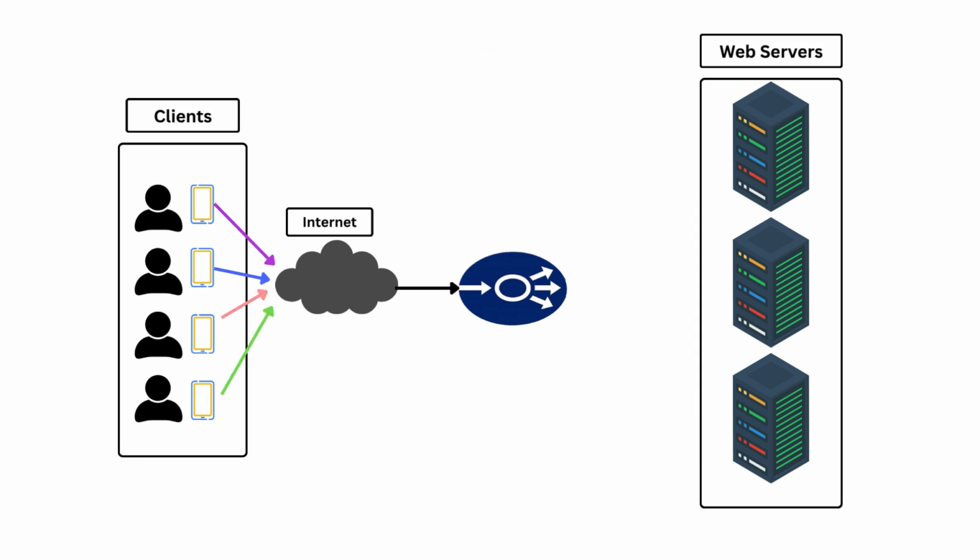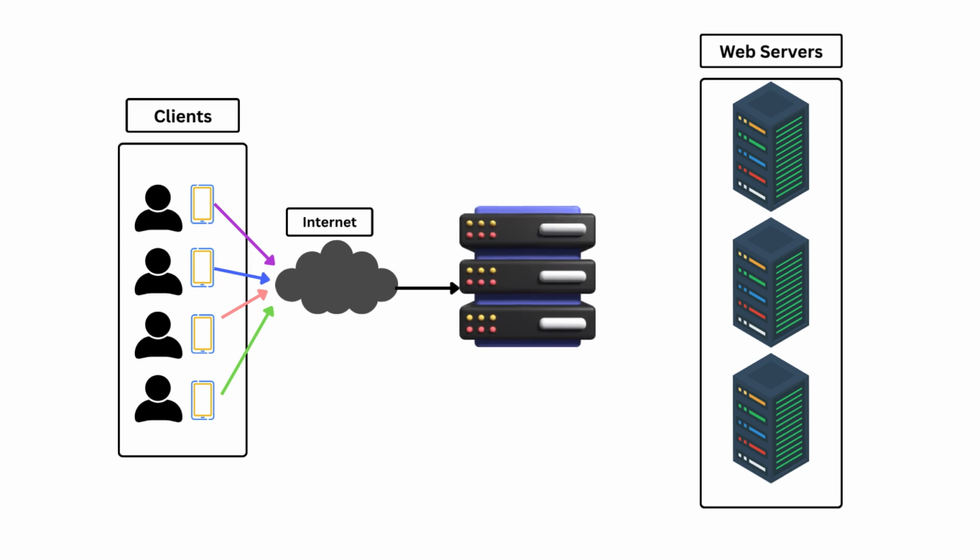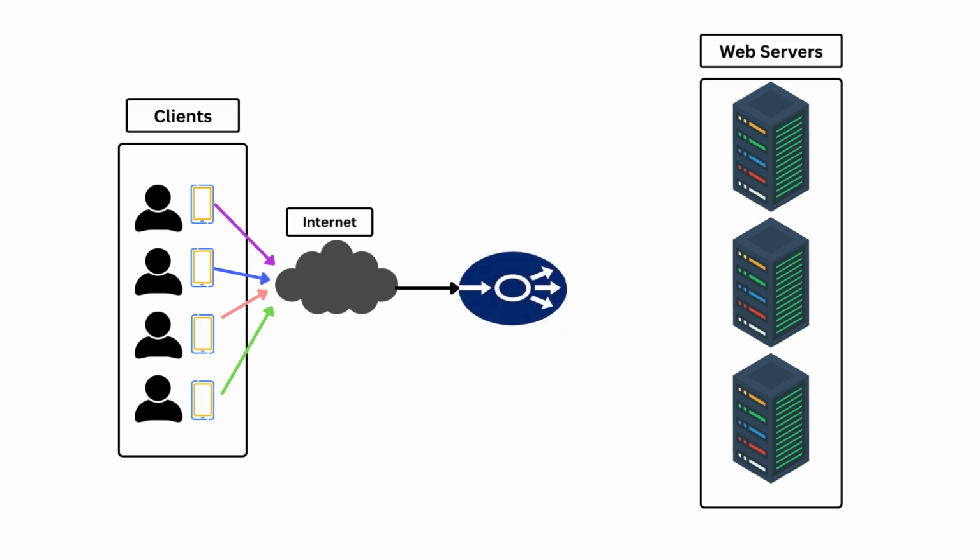Load balancers also come in different forms. Some are hardware devices, but most modern systems use software load balancers running on servers. In real-world systems, load balancing is everywhere. Tools like Nginx, HAProxy, and cloud services like AWS load balancers are used to handle massive traffic.